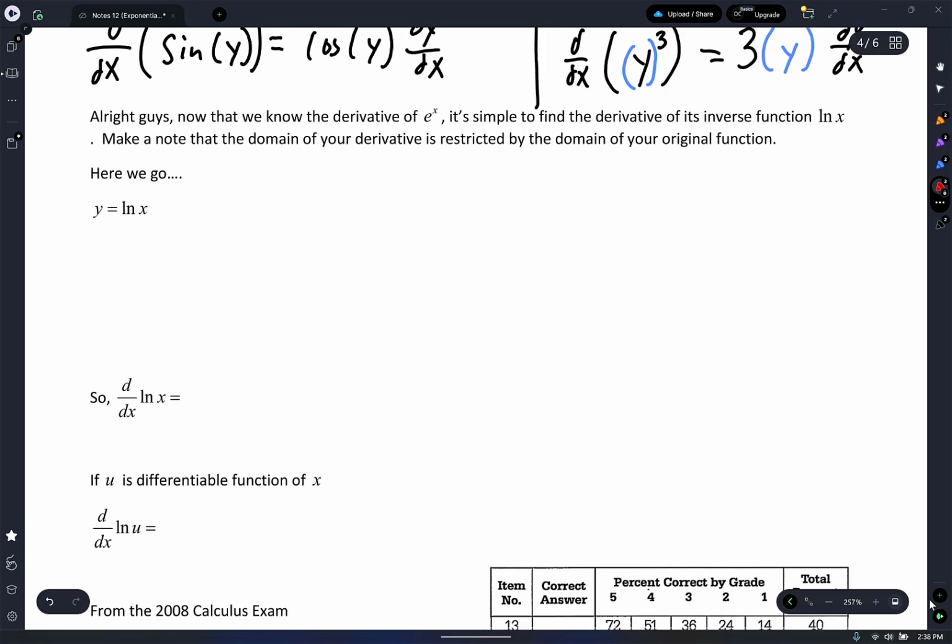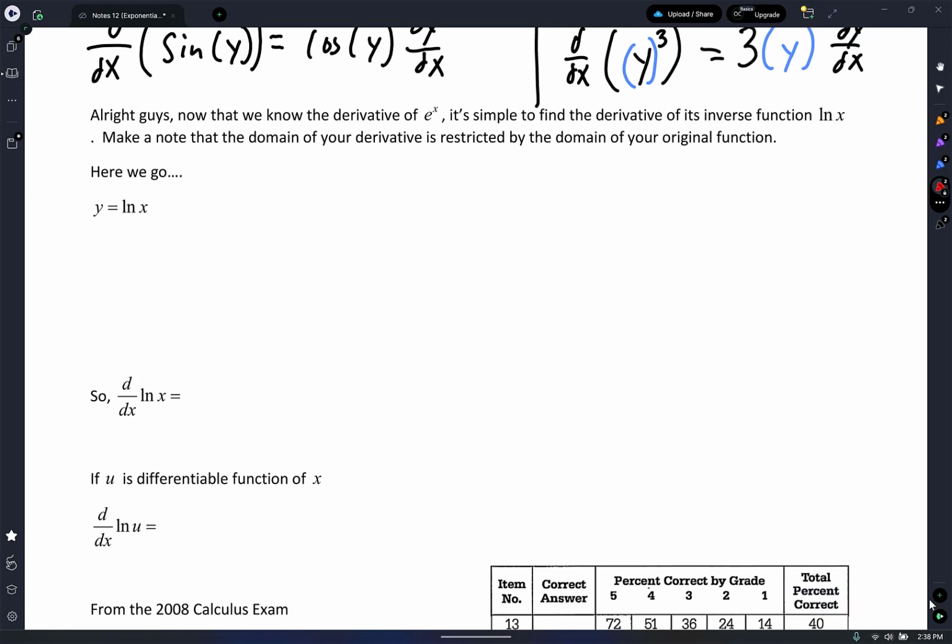All right, so look at this, guys. We don't know the derivative of ln of x. So, Chavez, why did you tell me about this right here in the top?